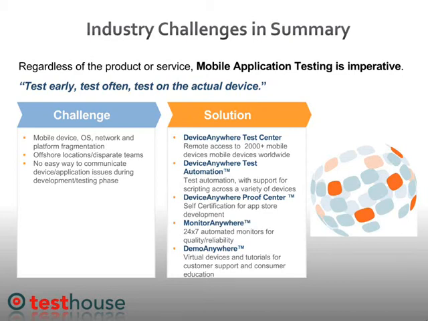What we see basically here is the different product lines we have. We have Test Center, we have Test Automation, Proof Center, Monitor Anywhere, and Demo Anywhere. These are the only products we have. It is all about testing, basically. If you think about it carefully, it's as simple as that. What I really need first is to access the devices remotely and actually test those devices manually. It is functional testing, this is the first step.